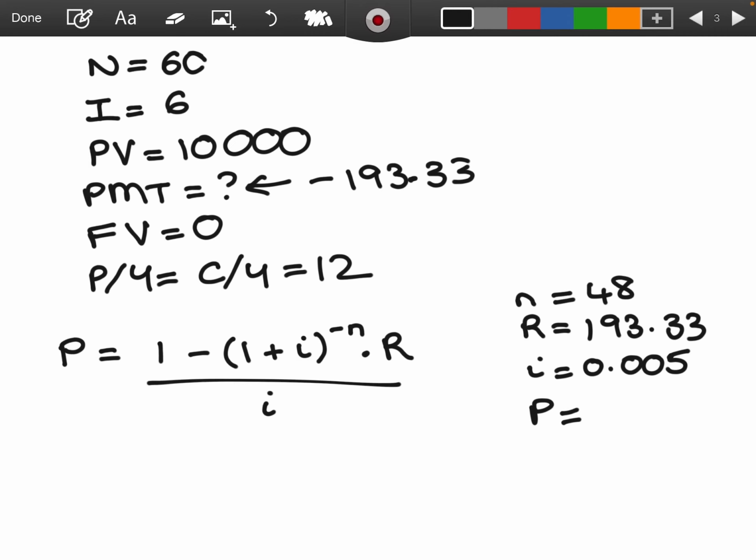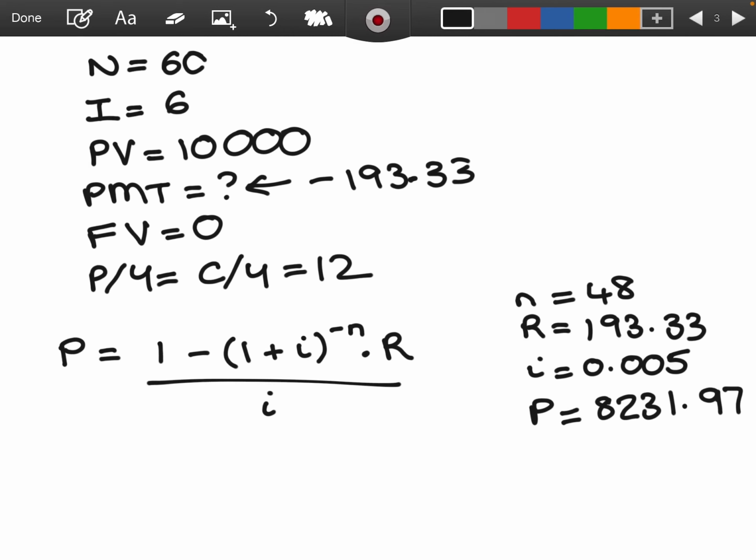If you go ahead and do that, your principal value would be $8,231.97, okay? When you plug all of those into that formula.